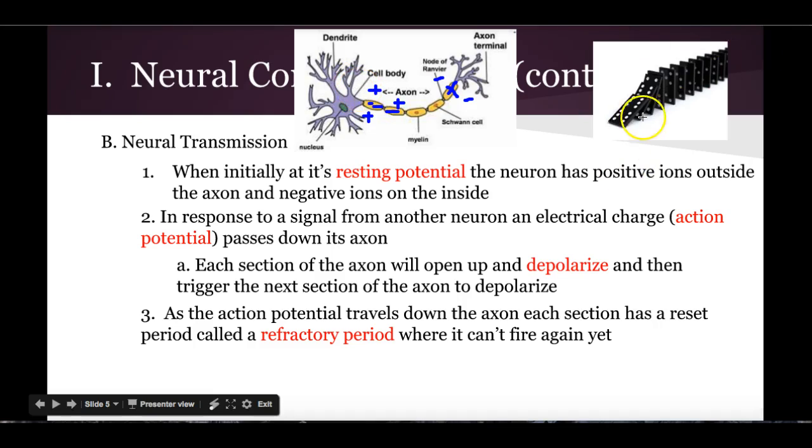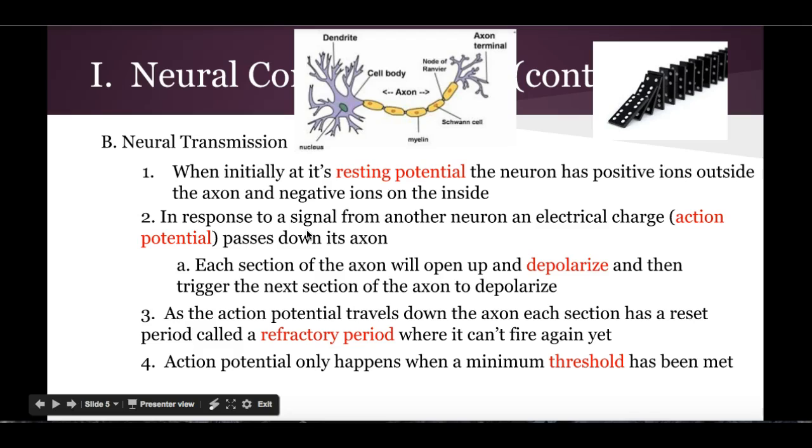So going back to my dominoes example, my action potential is when I flick that first domino, right? So when I have them set up, that's my resting potential. I flick the first domino, that's my action potential, okay? It will hit every single domino along the way. That's my depolarizing. And the time it takes to reset them back up again so I can knock them all down again, that's my refractory period.